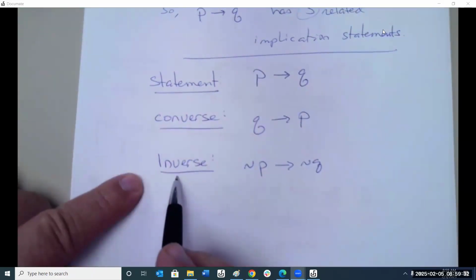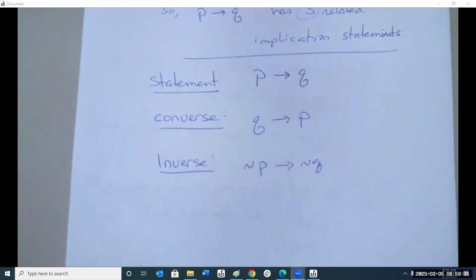So basically, you take the inverse as a negation of the original statement. If P, then Q, then if not P, then not Q. Converse is just switch P and Q.